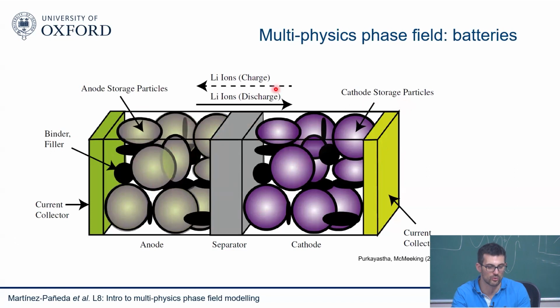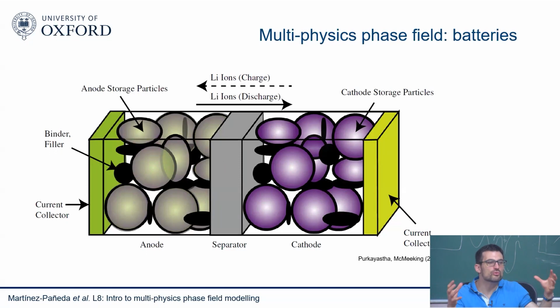Every time you charge your battery, you have lithium ions that go from here all the way to here, and they get stored in these anode storage particles through a process called lithiation. And every time you discharge your battery, these lithium ions are released from those particles and then come here to the cathode particles. This lithiation process, this storage of lithium in these particles, makes those particles change volume, basically. They swell and shrink. There are going to be some chemical strains that I'll discuss in a minute.